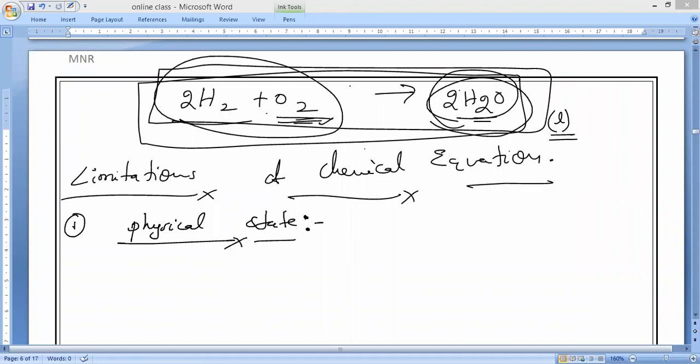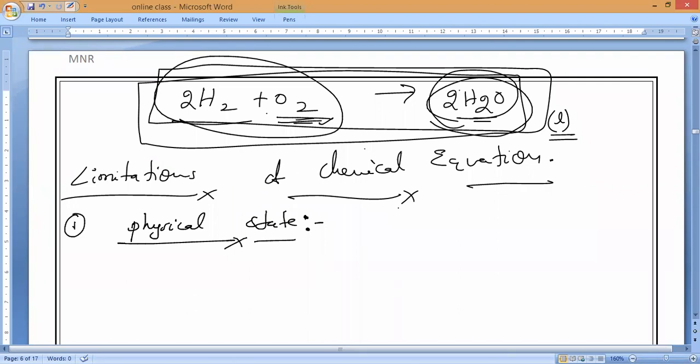Change in temperature: I taught you two types of reactions. One is increasing temperature. What do we call it? Exothermic. Heat is released, and after the reaction temperature rises. If heat is absorbed, it is called an endothermic reaction. So by writing the balanced chemical equation, we will never get this kind of information.